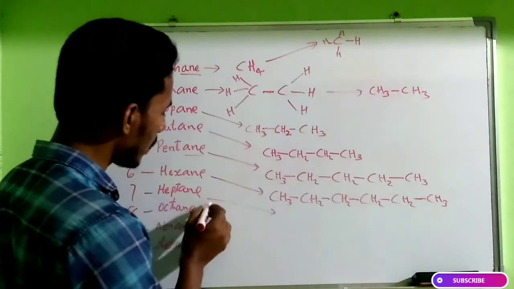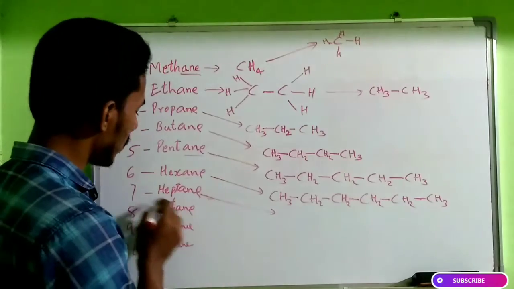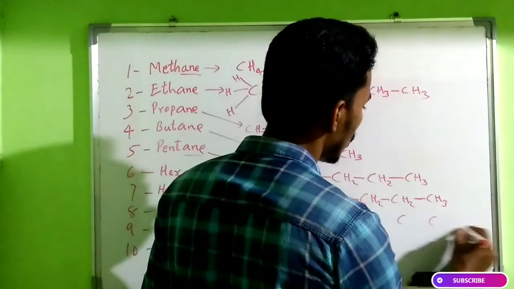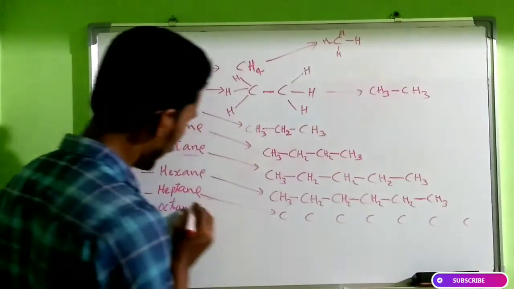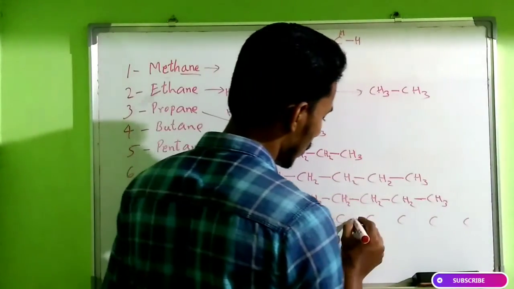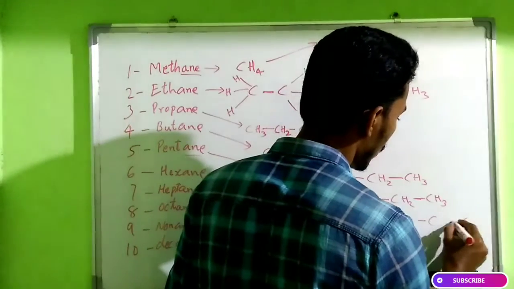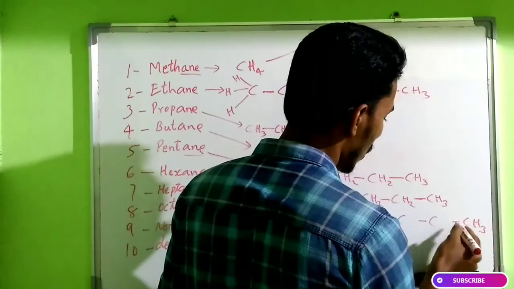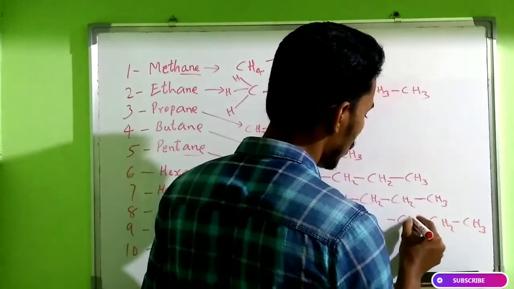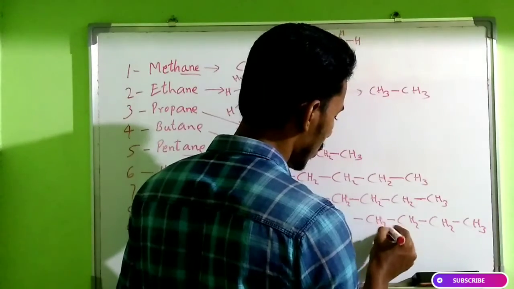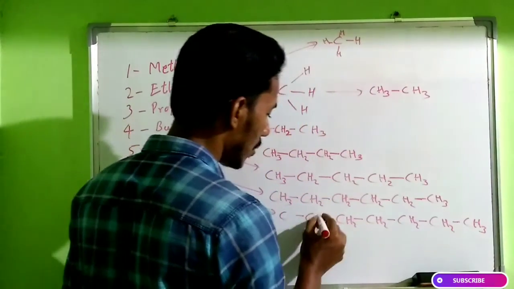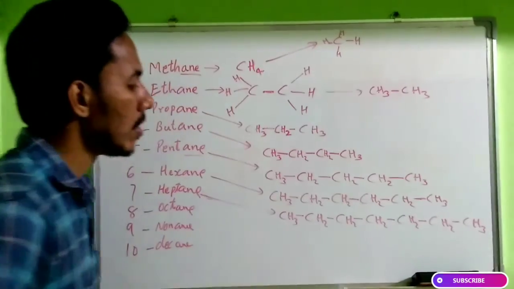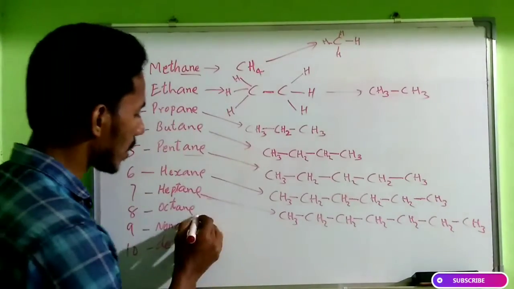Then heptane. Hept means 7. 1, 2, 3, 4, 5, 6, 7. ANE, only single bonds. Fill the other valency. 1 is here, so H3. In the middle, 1, 1, 2 left. 1 only at the end. This is heptane.